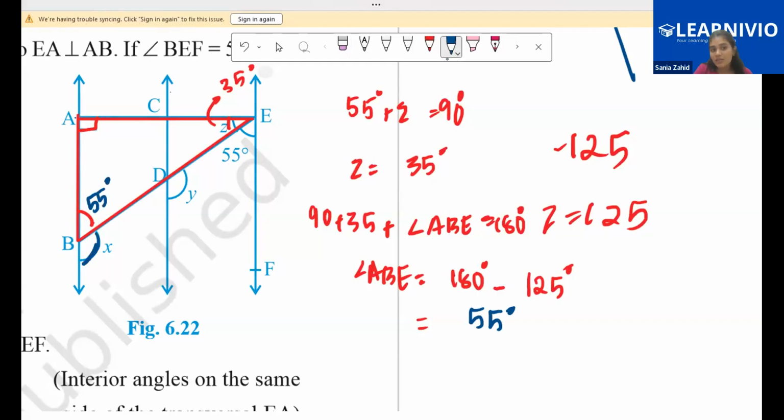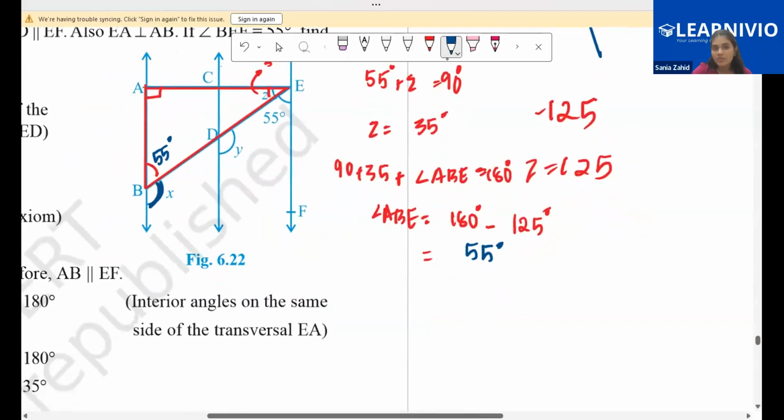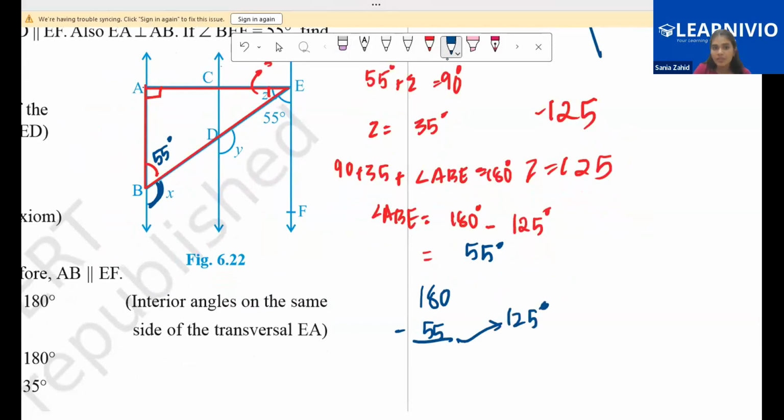So what does X become now? X becomes 180 minus 55 degrees, right? 180 minus 55, so that's 125. So the value of X is 125 degrees. Now how many got 125?